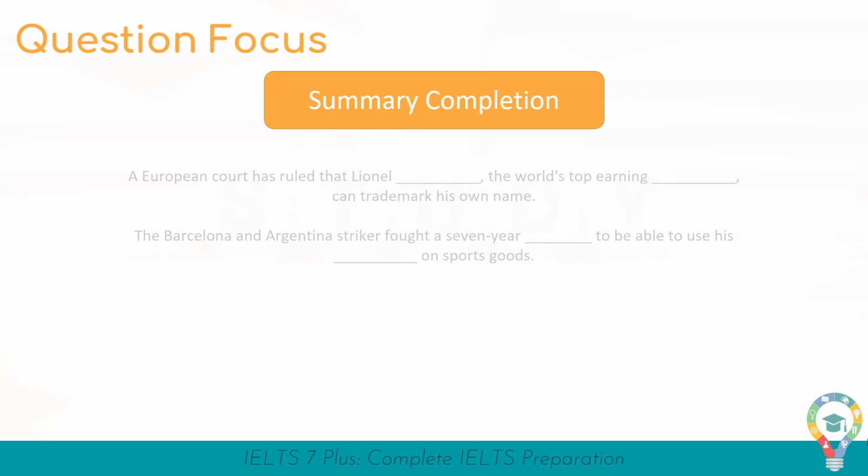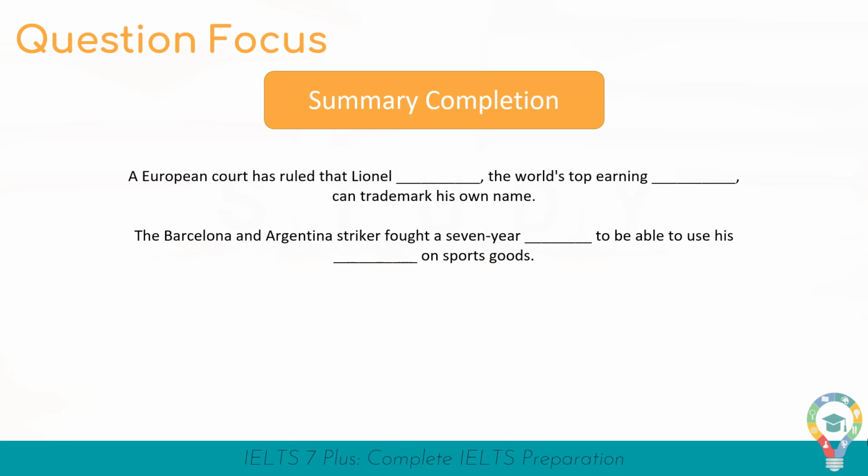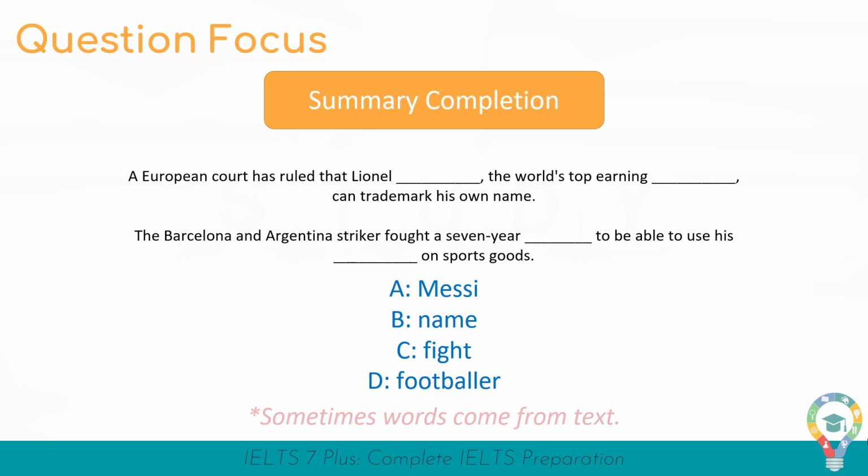Next up, we have summary completion. A European court has ruled that Lionel, the world's top earning, can trademark his own name. The Barcelona and Argentina striker fought a 7-year battle to be able to use his name on sports goods. Here I've been given the option of 4 answers, which you may sometimes get.